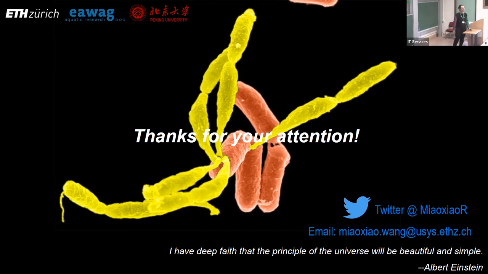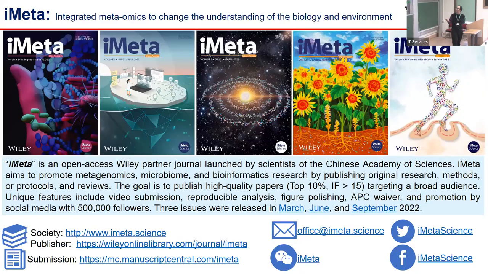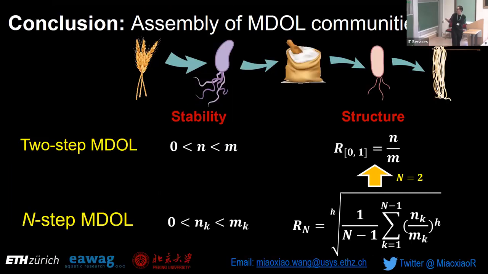I had just a quick technical question about your n-step formula. I was wondering what the parameter h was in that formula. What is the parameter h? You mean this one, h?